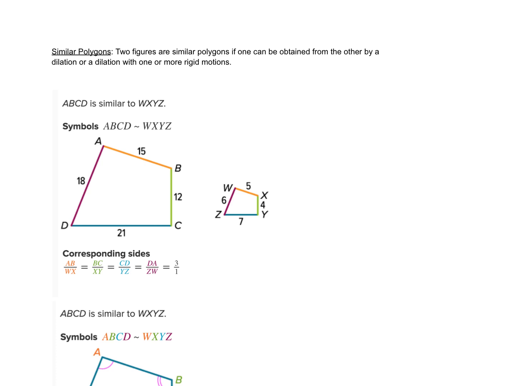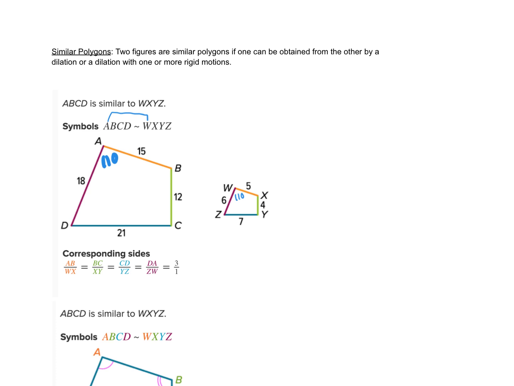That means if angle A is 110 degrees, then in my smaller quadrilateral, there must also be an angle that is also 110 degrees. That makes angle A and angle W corresponding congruent angles. Each angle is obviously congruent to one another. Okay.